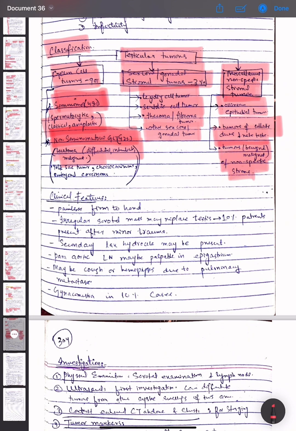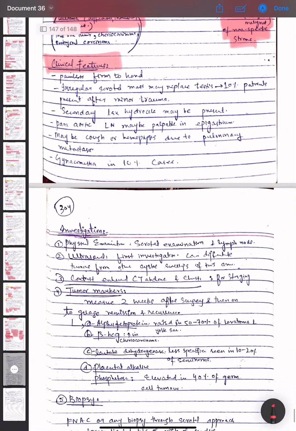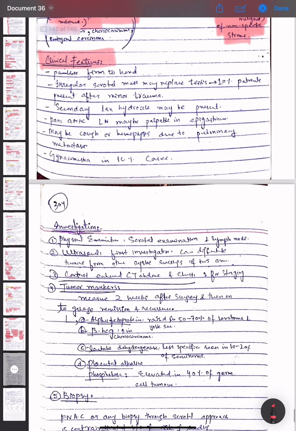The clinical features are a painless, firm to hard, irregular scrotal mass that may replace the testis. 10% of patients present after minor trauma, and a secondary hydrocele may be present. Para-aortic lymph nodes may be palpable. Epigastric mass or hemoptysis may occur due to pulmonary metastasis, and gynecomastia is present in 10% of cases.